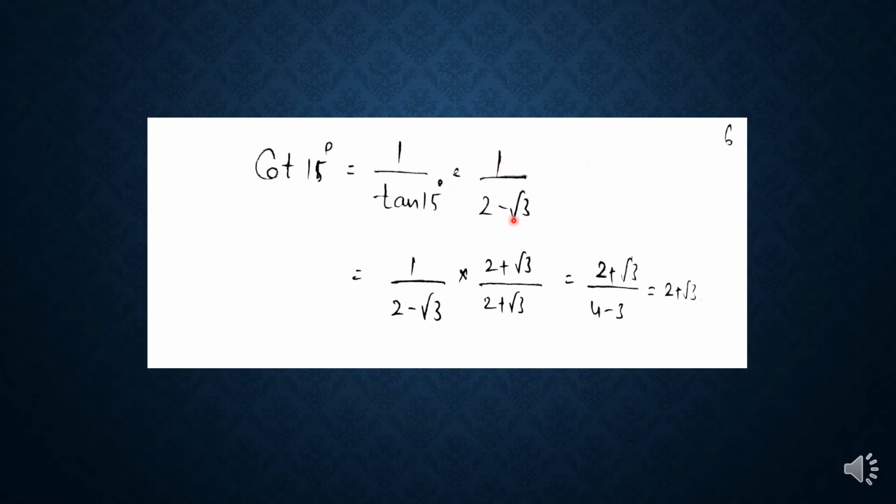By rationalizing this, we will get 1 by 2 minus root 3 into 2 plus root 3 by 2 plus root 3, that is 1 into 2 plus root 3, which is 2 plus root 3 by, here the denominator is in the form of (a minus b)(a plus b), that is a square minus b square, that is 4 minus 3. So 2 plus root 3 by 1 is equal to 2 plus root 3. So cot 15 degrees value is 2 plus root 3.